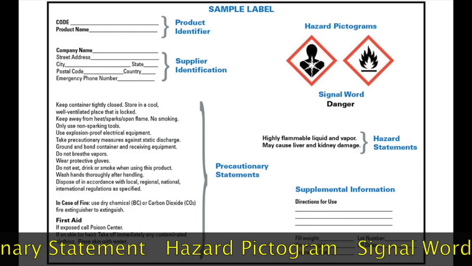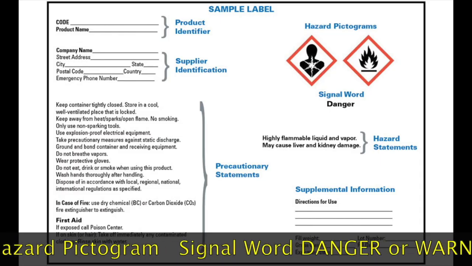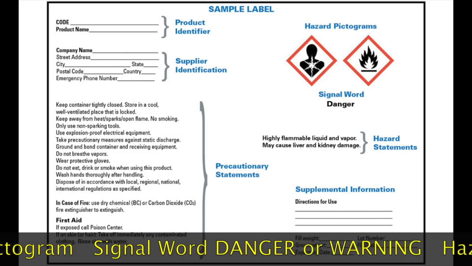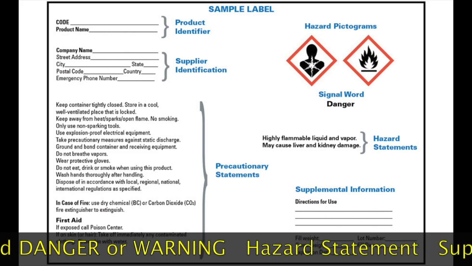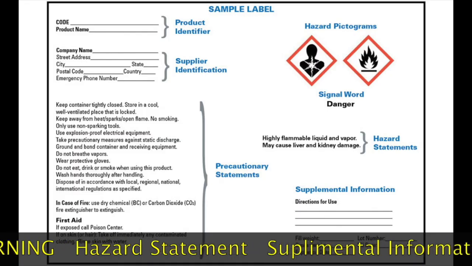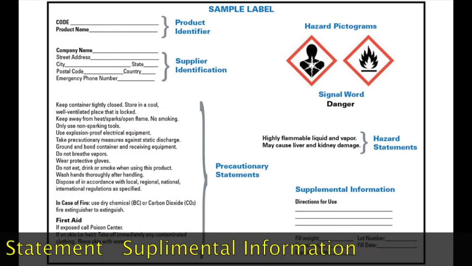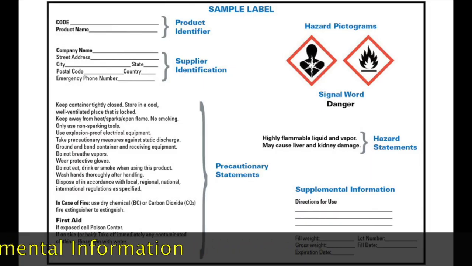And then you see the pictograms that we just went through, and in each chemical, we'll have a signal word. It's either danger or warning. Danger, of course, is much more severe than warning. And then we have a hazard statement, and then there may be supplemental information. So get familiar with these labels, know how to read them. Again, this is your first line of defense.